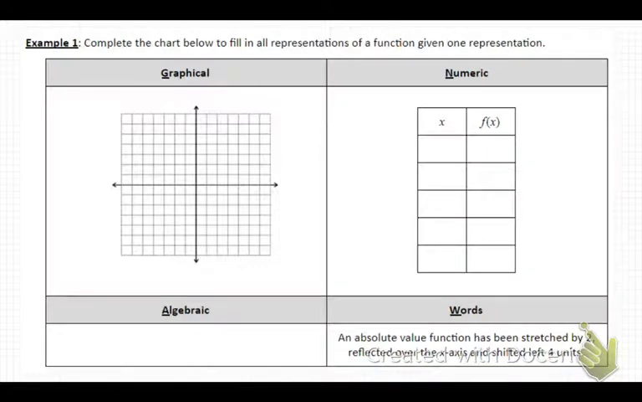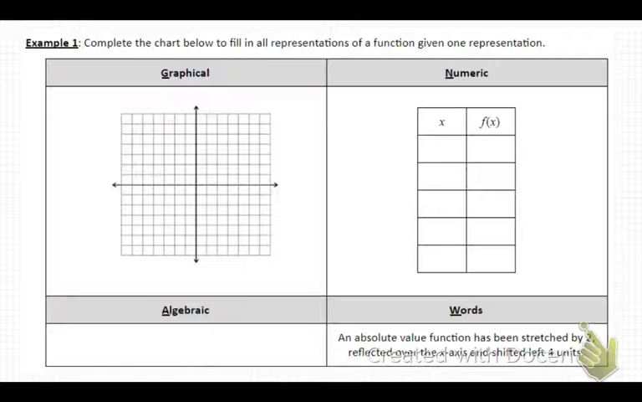So on number 1, what piece of information am I given? I'm given the words. Okay, look at your paper on number 2. What information are we given on that one? The table. Okay, so on number 1, which I'm doing with you, we're starting with words. On number 2, I gave you the table, so we're starting with numeric. So we're given different pieces of information. We need to find the other 3 that are missing.